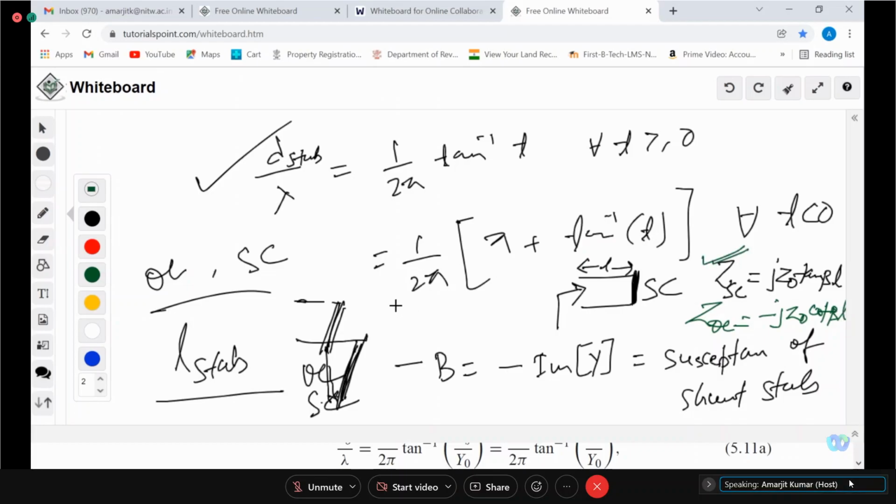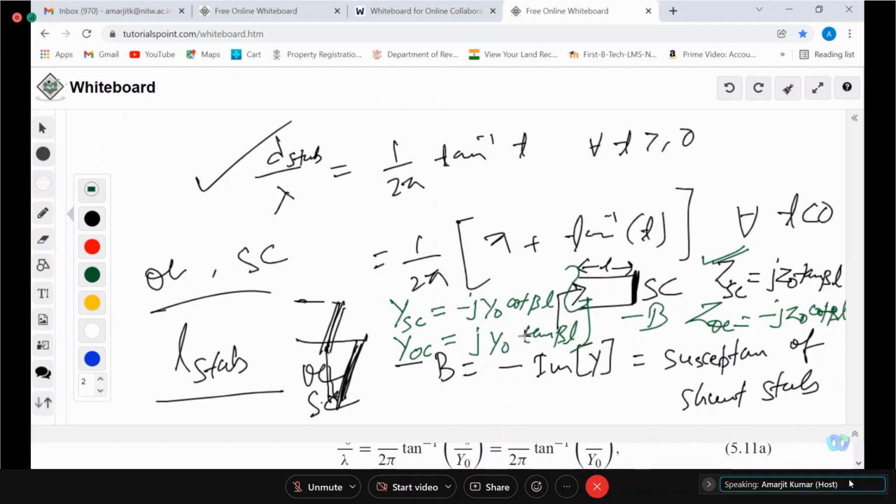So now what will be the admittance? Y short circuit will be equal to minus j Y0 cot beta L. And admittance of the open circuited will be equal to j Y0 tan beta L. I am saying that this will be equal to the susceptance of the shunt stub, which is equal to minus B. Whether you use series or short or open, your wish, no problem.